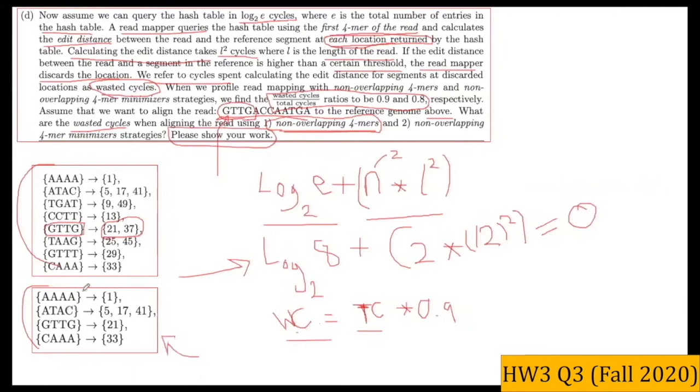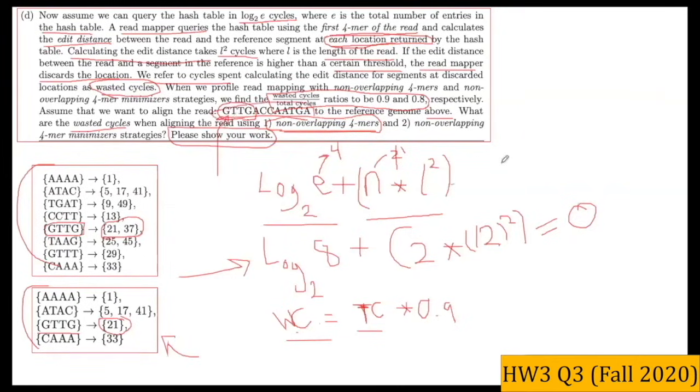So the number of entries in the hash table here is 4. So we substitute here as 4, right? Now, let's look for the same k-mer we extracted from the read, which is GTTG. Do we have GTTG here? No, no, we have it here. Okay, so how many locations do we have? Only a single location. So we are going to perform edit distance only once. And n here will be 1, not 2.